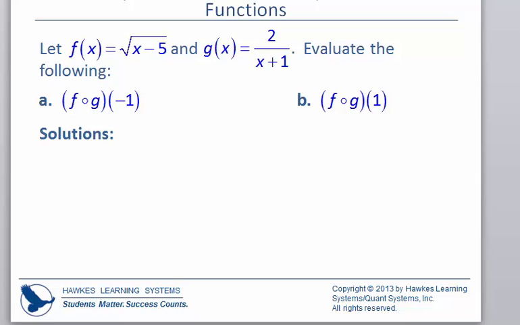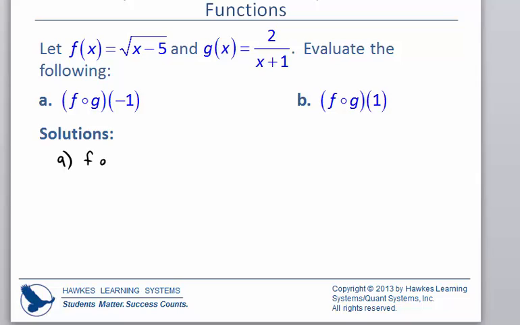Okay, so now let's look at another example. Let's say that f of x is equal to the square root of x minus 5, and g of x is equal to 2 over x plus 1, and we want to evaluate the following. So we want to evaluate f composed with g of negative 1 to start with. Now, these are kind of special cases here because what they are starting to get us to think about is the domain for the functions.